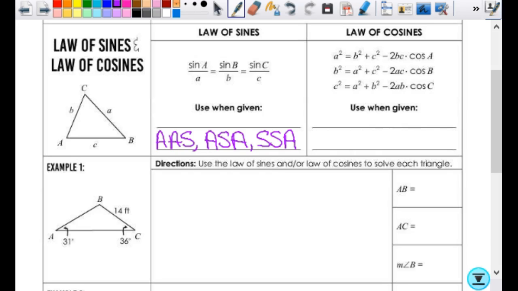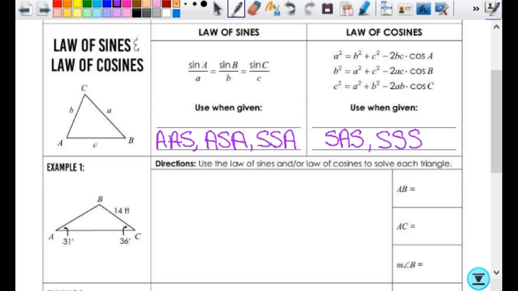All right, so then law of cosines, we would use that if we have side, angle, side, or side, side, side. Okay, so if you have two sides and the included angle, you use law of cosines. If the angle is not included, that's the law of sines. Okay?